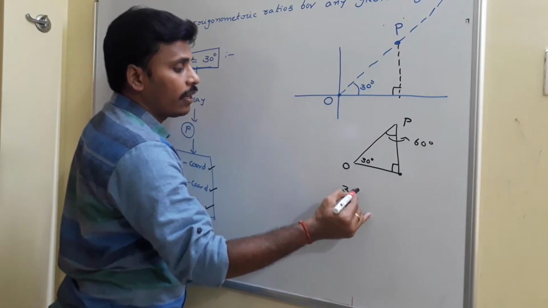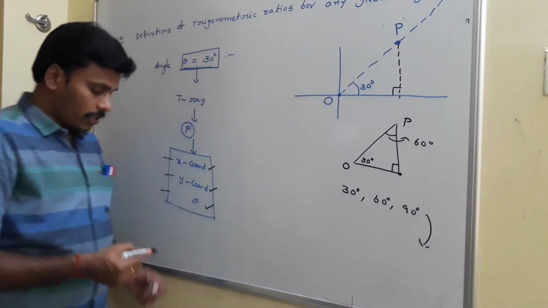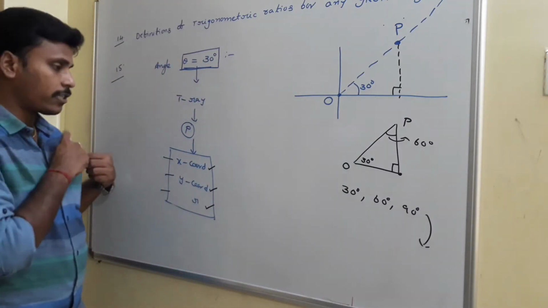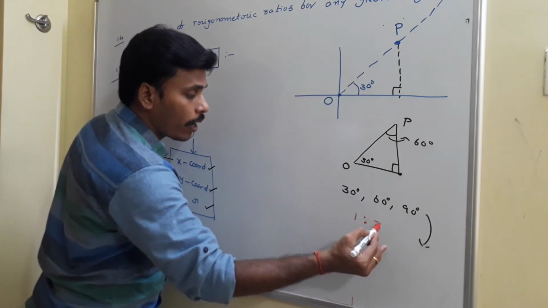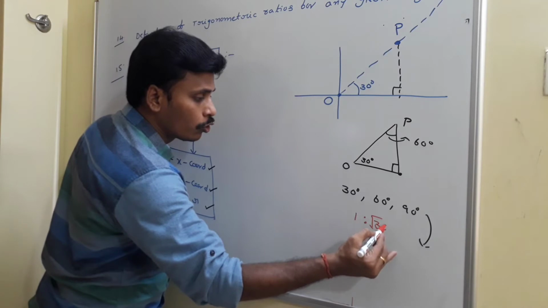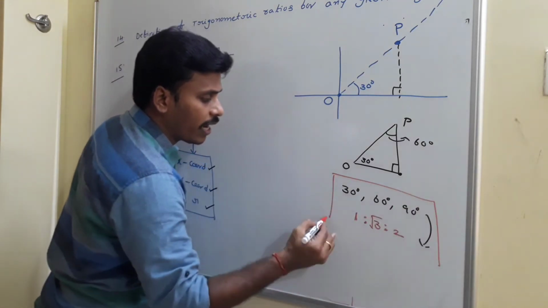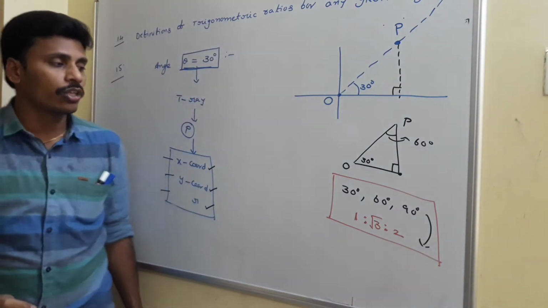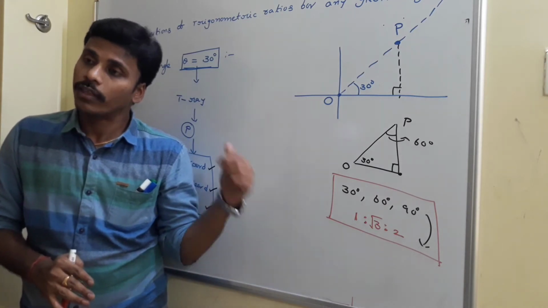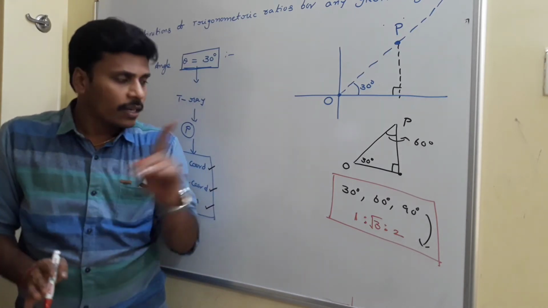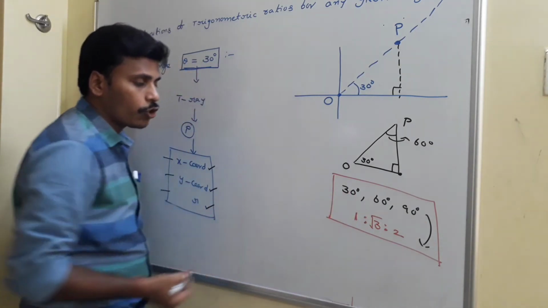So in any triangle, if the angles are 30, 60, 90, from there you need to identify the ratio between their sides. If the angles are 30, 60, 90, the ratio between their sides is 1 is to root 3 is to 2. Have a look at this. You need to memorize it. That's what you need to memorize. If you don't know, I gave the proof in the previous classes. Otherwise, just keep it in your mind.